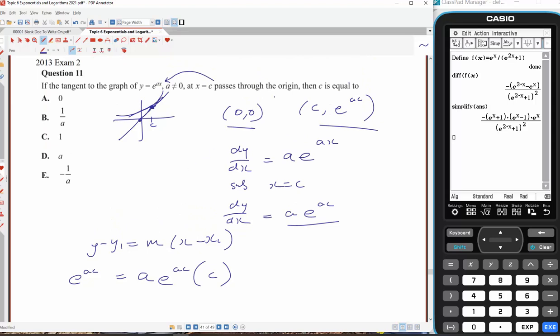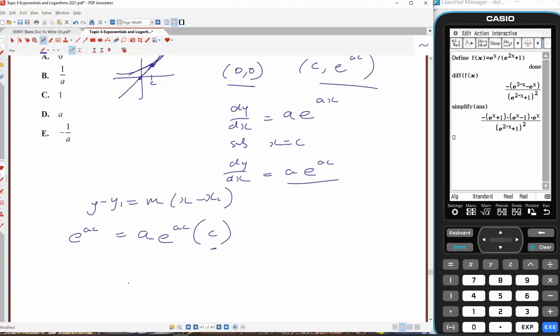So what are we solving for? Passes, then c is equal to, so we're going to solve for c. So all we'll do is we'll go e^(ac) over a e^(ac) equals c. Now that cancels with that, leaving 1 in the denominator. So c is equal to 1 on a, which is b.